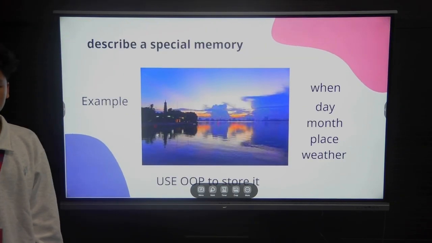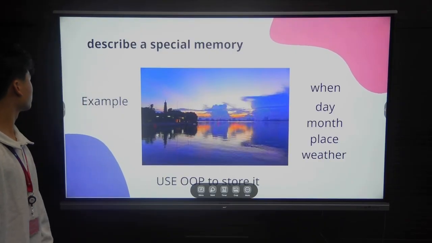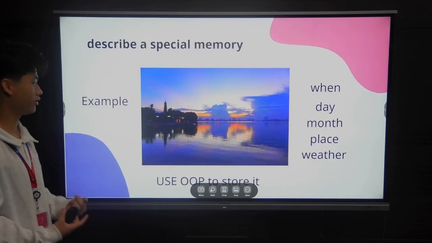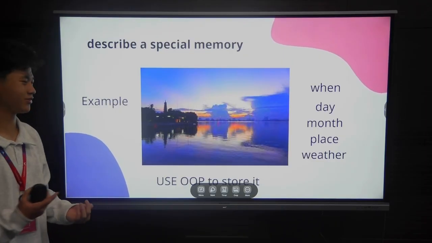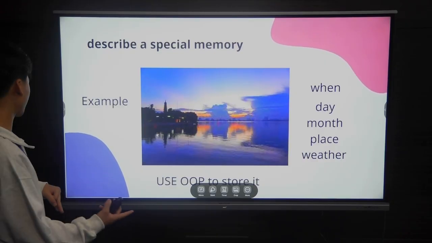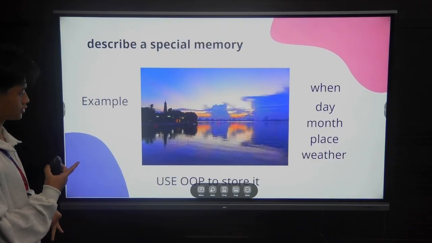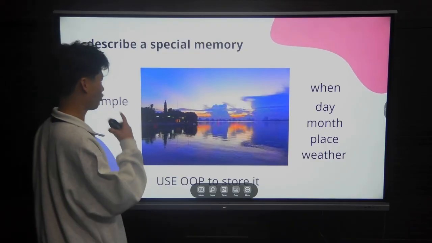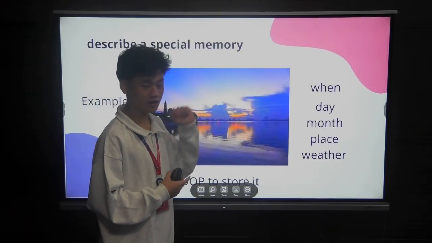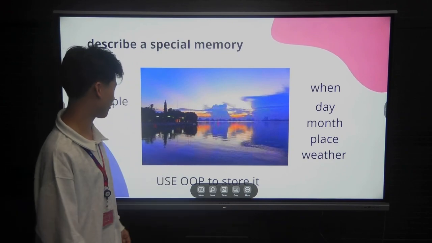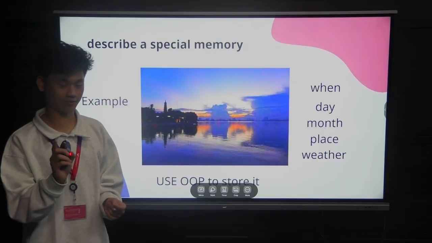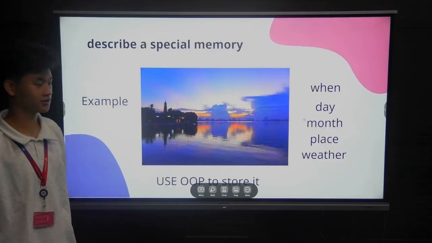Next. Well, imagine that you have a special anniversary or a birthday or something like that. You want to celebrate in a hotel, so you want to plan it first. So you need to know when, what the day, the month, and the place are, and what the weather looks like at that time. So how can you store it? It has so many situations at that time. Use your OOP to store it. Next.